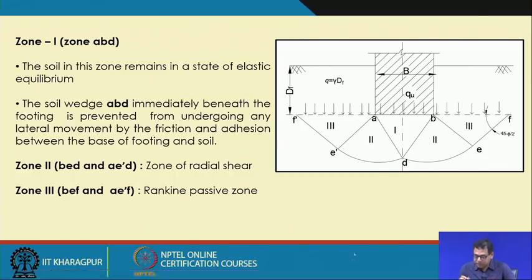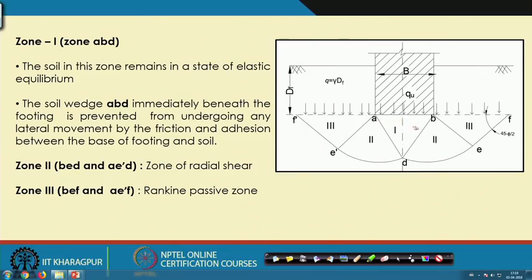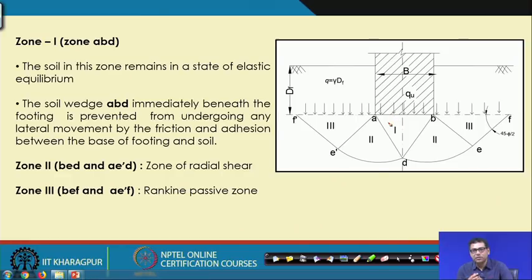The first zone is the zone ABD. This triangle ABD is in a state of elastic equilibrium. How is it in a state of elastic equilibrium? When you apply the load on a footing, the soil below the footing in this zone is attached to the base of the footing because of the friction or adhesion between the footing and the soil. If your footing is rough, then there is friction between the soil and the footing, and if it is a c-phi soil, there will be friction and adhesion.